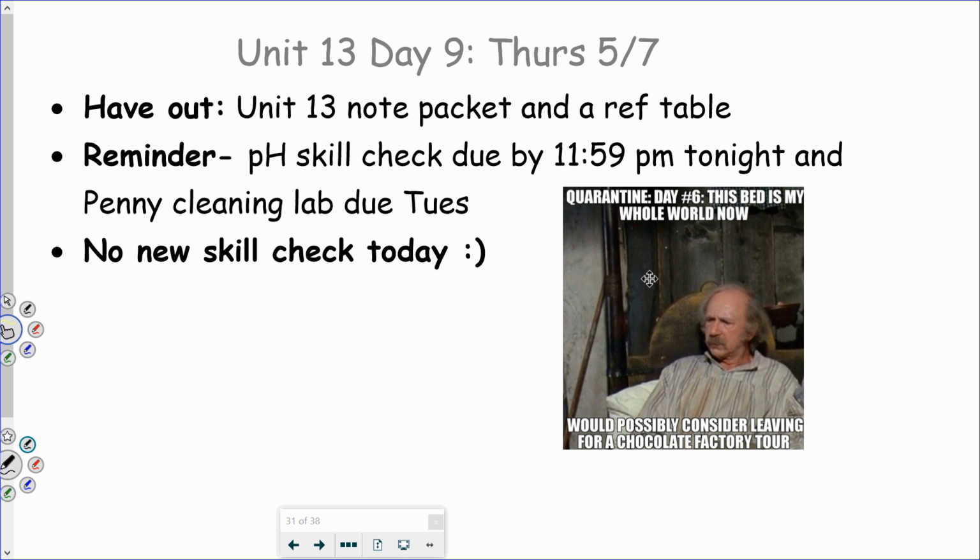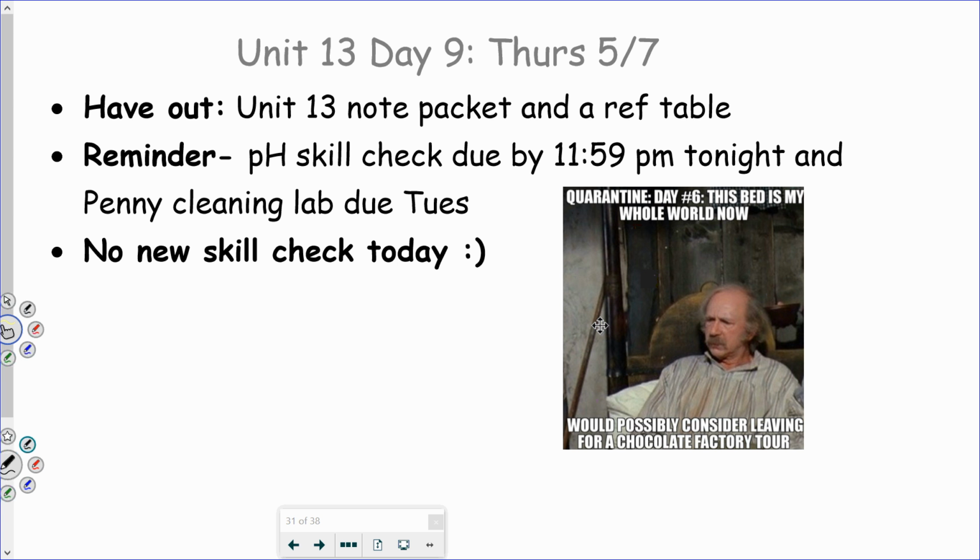And also make sure that you finish the penny cleaning lab. That lab is due on Tuesday, the 12th. It is worth 2 lab grades, and you don't have any lab grades right now. So make sure you do a good job. Make sure you take a picture of yourself with your setup. There's no new skill check today.